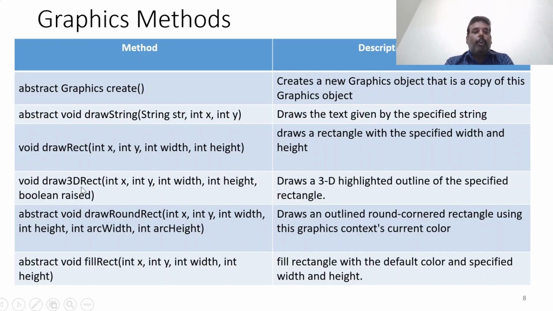And if you want to draw a 3D rectangle, we have to specify this method with int x, int y, int width, int height, and you give these parameters. If you want to draw a round rectangle, you use this method and give int x, y, width, height, int arc width, and arc height. And you fill the rectangle with specific colors using the method with int x, int y, int width, and int height.